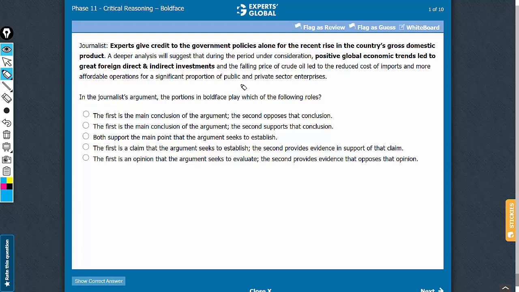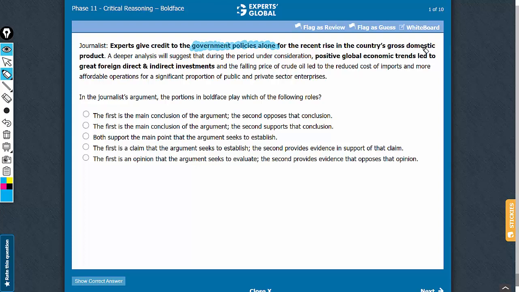Step 1. Figure out the conclusion of the argument. See, the conclusion has not been explicitly mentioned here. The conclusion is implicit. The conclusion is that the government policies alone are not responsible for the recent rise in the country's GDP.